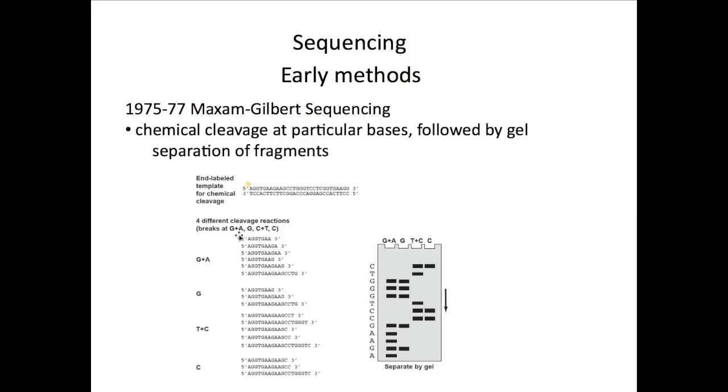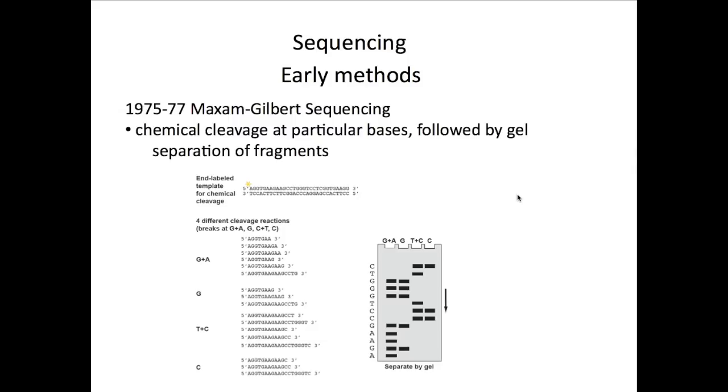You can tell that with these four combinations of reactions, you would get a set of fragments that would end in either G or A, or just G, C or T, or just C. If you did that, you would be able to reconstruct what the sequence must have been, because you'd have a fragment of a particular size. For example, this fragment was produced in both the G plus A cleavage condition and the G only cleavage condition, therefore it must be a G. So using this approach of cleaving at particular base positions followed by separation of the products, with the label allowing you to visualize the bands, you could reconstruct the entire DNA sequence. So this was used quite a bit.